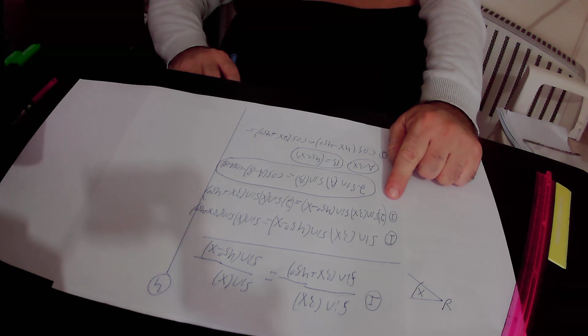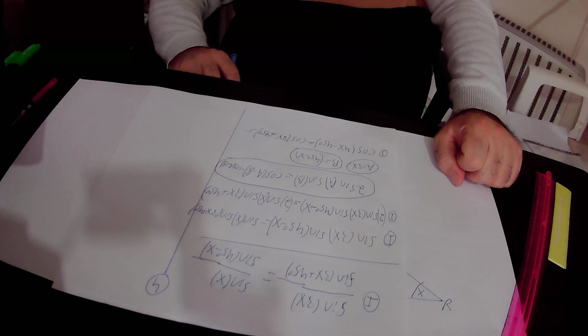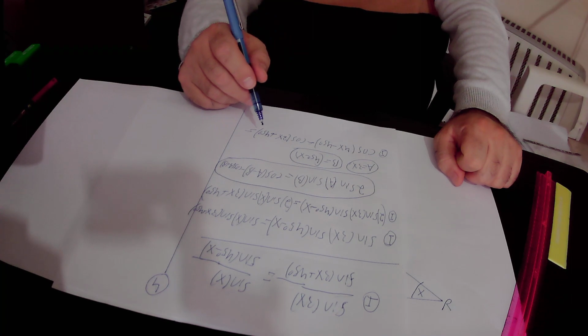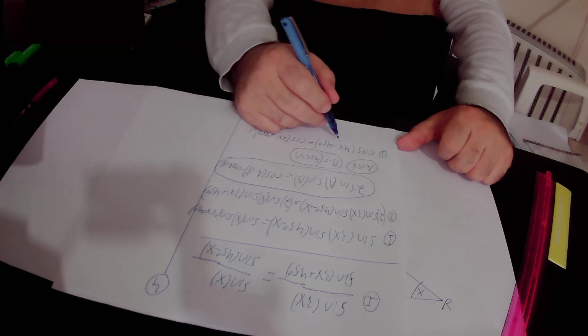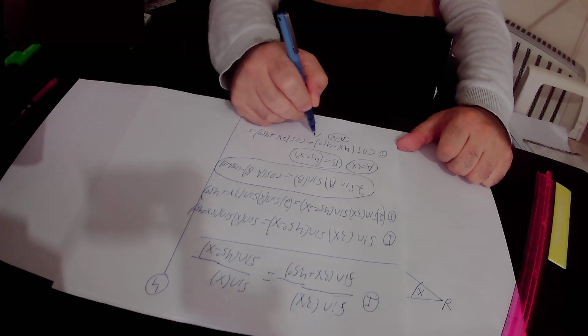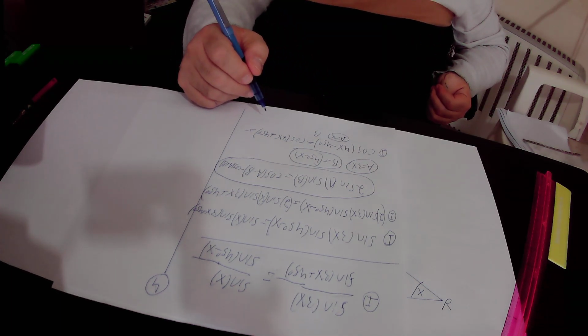Now we will treat the other side of equation number 1. Here we have 2 sine x sine (3x plus 45 degrees). So here A equals x, and B equals 3x plus 45 degrees.